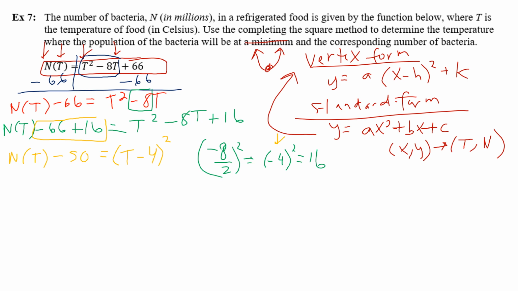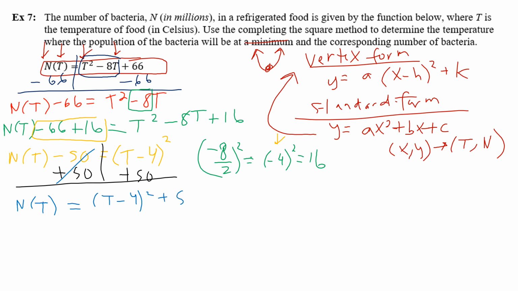That's the shortcut. Now it's not quite in vertex form because y, or in this case n, should be by itself. So we need to go ahead and get rid of this minus 50 by adding 50 to both sides. So the final answer we're going to have here is n of t equals, negative 50 plus 50 cancels, t minus 4 raised to the second, and then a positive 50. Now, keep in mind we're still solving a word problem. What we really wanted was the vertex. We wanted to know where it was at a minimum. So the vertex here is going to be the opposite of h, positive 4, and keep k the same, positive 50.